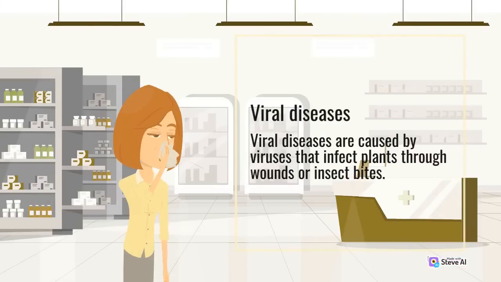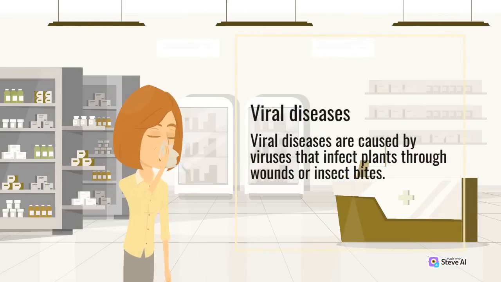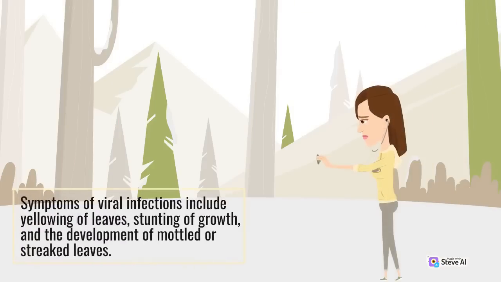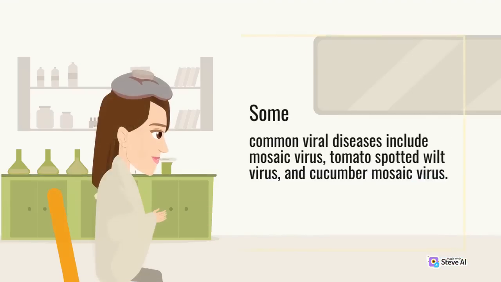Viral diseases. Viral diseases are caused by viruses that infect plants through wounds or insect bites. Symptoms of viral infections include yellowing of leaves, stunting of growth, and the development of mottled or streaked leaves. Some common viral diseases include mosaic virus, tomato spotted wilt virus, and cucumber mosaic virus.